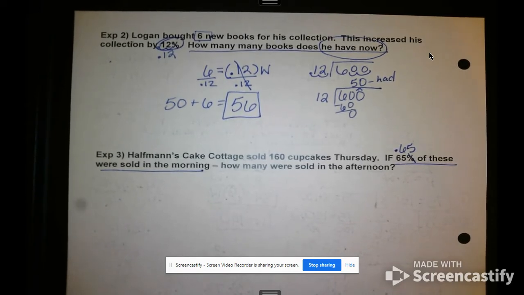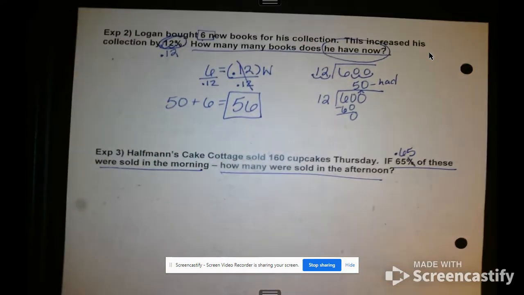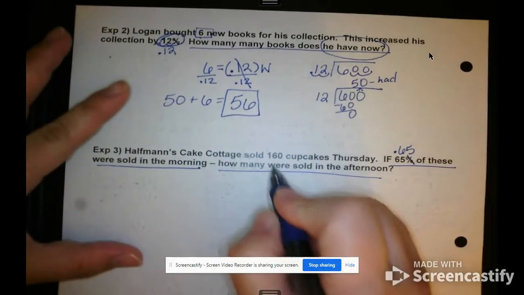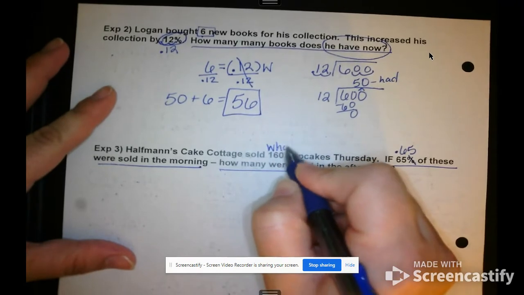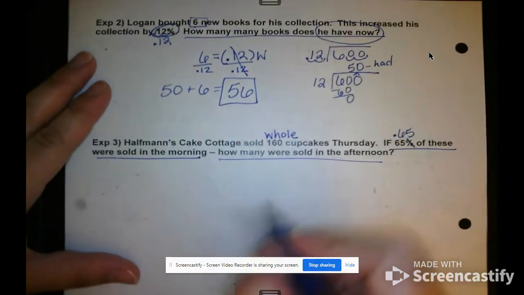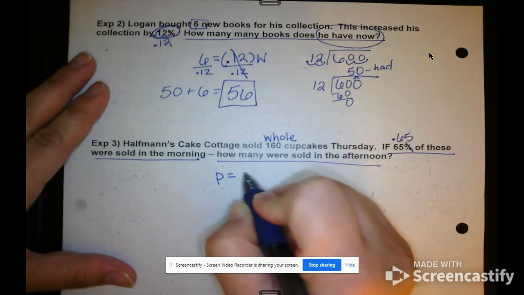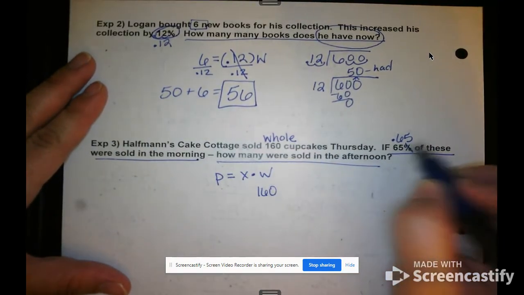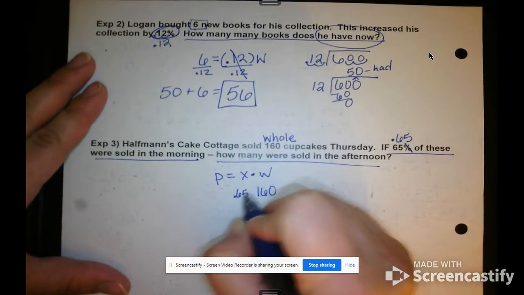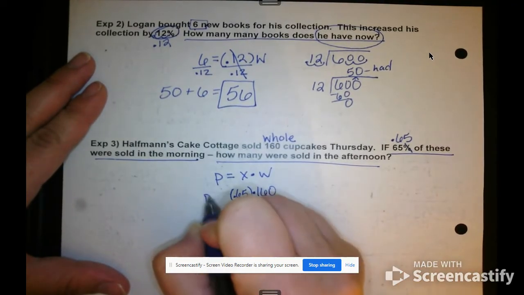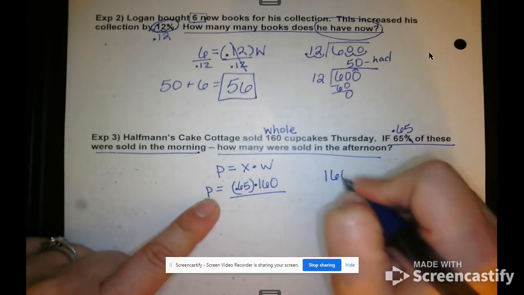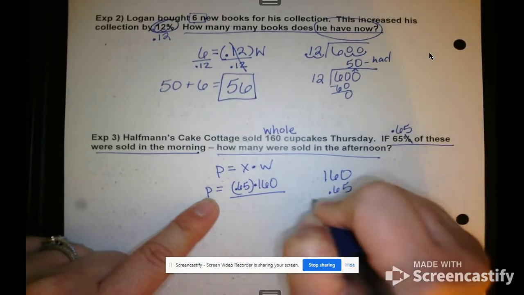All right. If 65% of these were sold in the morning, how many were sold in the afternoon? Obviously I have to find what 65% of 160 is first, right? 160 is your whole, because that's my total. So if I have P equals X times W, I know my 160 goes here, and I have my percent. I'm trying to find the part that was sold in the morning, so I just multiply 160 times 0.65.